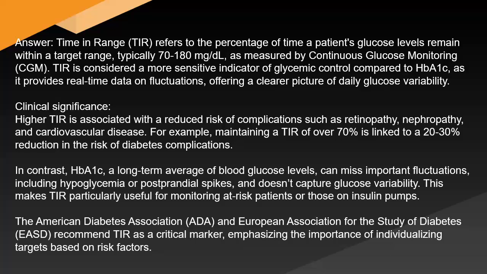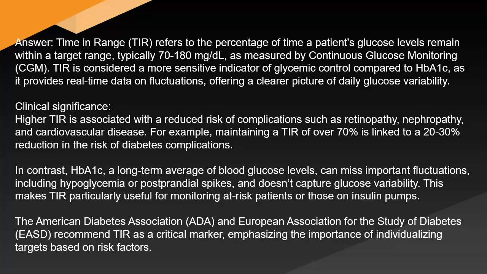Answer: time in range (TIR) refers to the percentage of time a patient's glucose levels remain within a target range, typically 70 to 180 mg/dL, measured by continuous glucose monitoring (CGM). TIR is considered a more sensitive indicator of glycemic control compared to HbA1c, as it provides real-time data on fluctuations, offering a clear picture of daily glucose variability. Clinical significance. High TIR is associated with a reduced risk of complications such as retinopathy, nephropathy, and cardiovascular disease. For example, maintaining a TIR of over 70% is linked to a 2–3% reduction in the risk of diabetes complications.